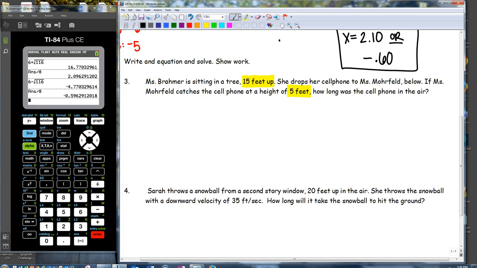Your equations or formulas will be provided for you on the quiz for these as well. What I want you to notice is that this does not include anything about velocity. So your formula will be h equals negative 16t squared plus s, where h is your end height and s is your starting height. So think about what's really happening here in the problem. Miss Bramer, who is me, is in a tree. I'm dropping my cell phone. Okay, so the end height is going to be 5 because that's where Miss Morfeld is catching it.